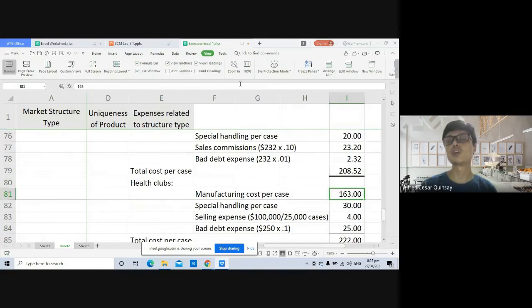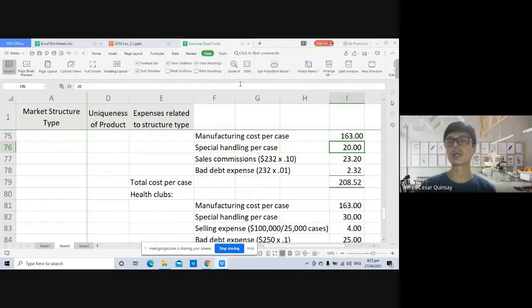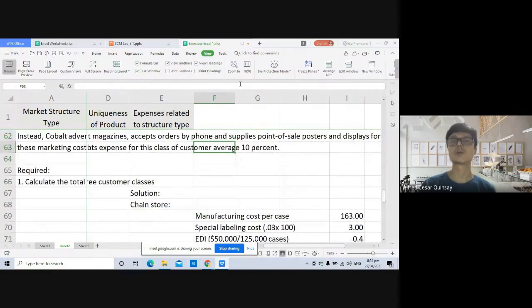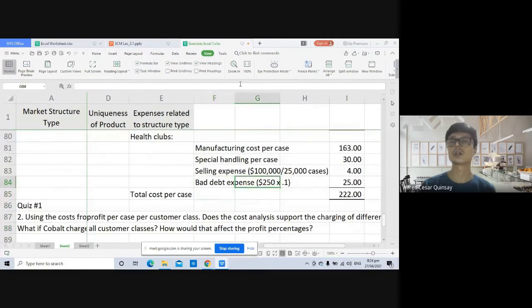Yung sa health club, meron siyang manufacturing cost per case na 163. Okay, so katulad rin nung dito sa mga nakaraang customers, no. And then yung special handling niya per case is $30. Okay, so given yun. And then yung selling expense niya, may 100,000 siya. So divide lang dun sa 25,000 case na naibenta, so merong $4. Tapos add mo yung budget expense, 250 times 0.1, kasi sabi dito it's 10% yung average customer use budgets, no? Okay, so 25. So total cost per case is 222.